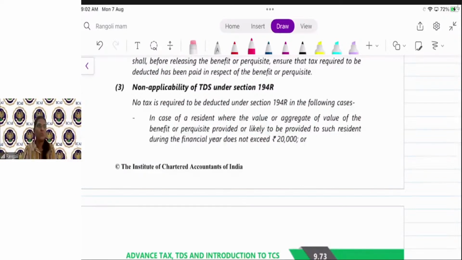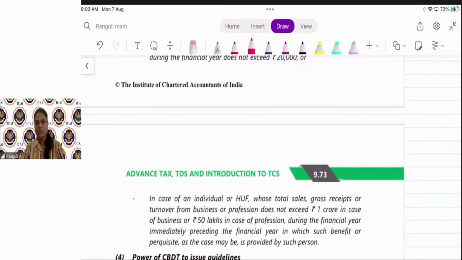Say, for example, you are giving sweets worth rupees 500 to your customer, then this provision is not applicable because the value of benefit or perquisite is less than 20,000 rupees. And this section is not applicable to those individual and HUF whose turnover in the last financial year is less than 1 crore. And if they are into the profession, then their professional receipts are less than 50 lakh.